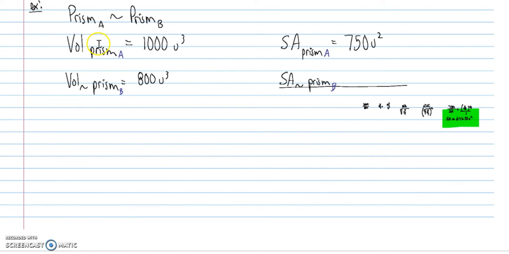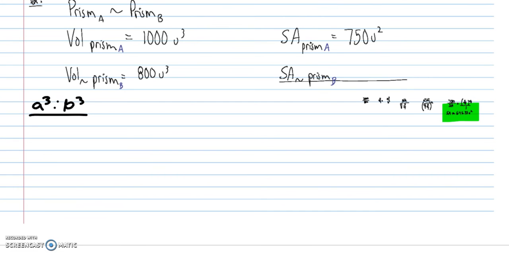All right, next example. We're told that we have two prisms that are similar to each other. We're told the volume and the surface area for prism A. I don't know what kind of prism it is, but that doesn't matter. I'm told the volume of prism B, but I don't know its surface area. So we have to use those ratios this time, and that's why I wanted to use the ratios on the last one, to get an idea of how to use them.